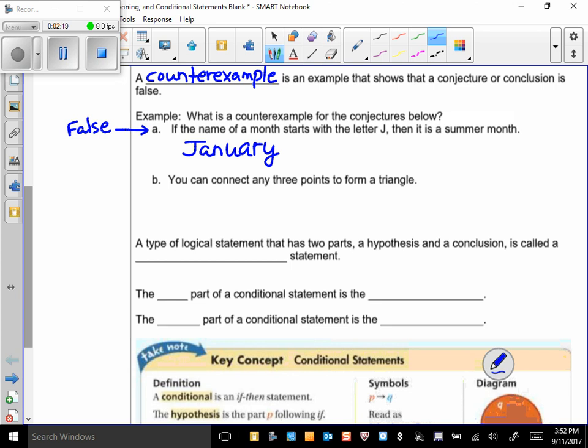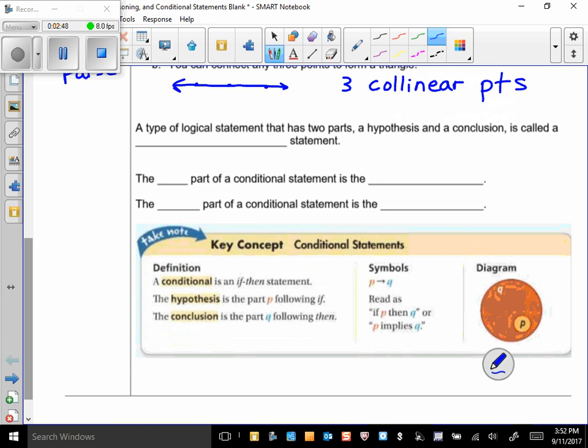Okay, and how about this one? You can connect any 3 points to form a triangle. Well, of course, this is false, right? Because we could have 3 collinear points, and we could not make a triangle out of those. So our counterexample would be 3 collinear points. So again, we have a false conjecture. We're very interested in this unit in whether things are true or false.